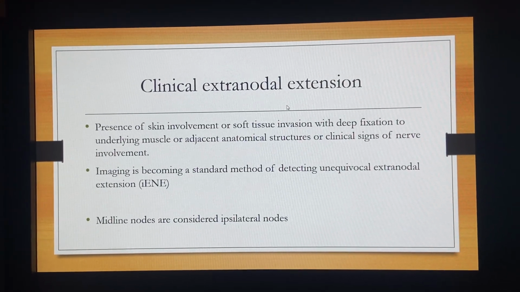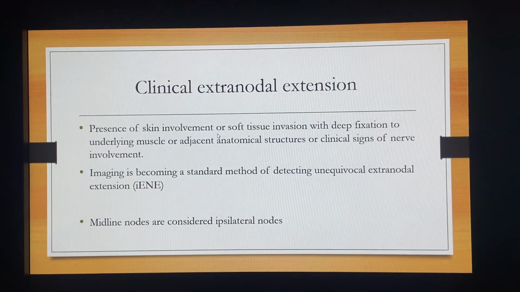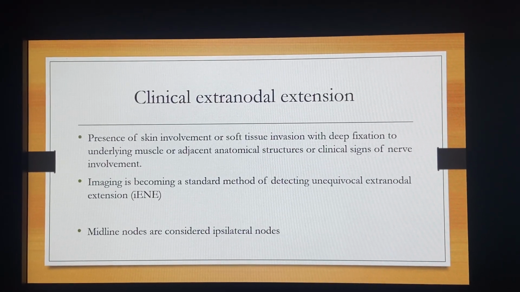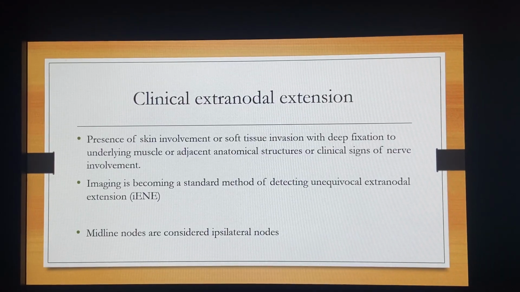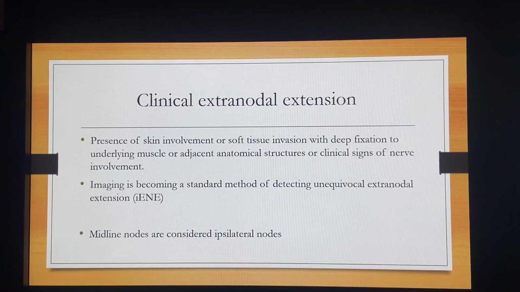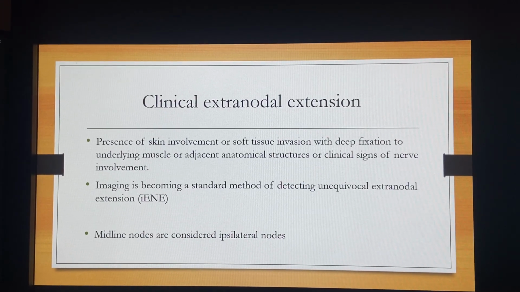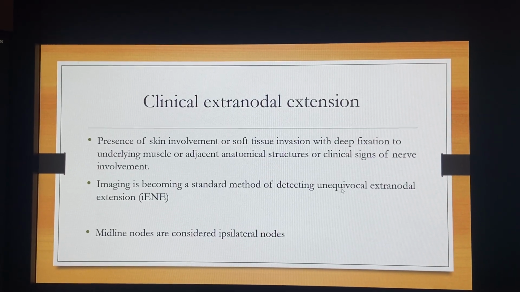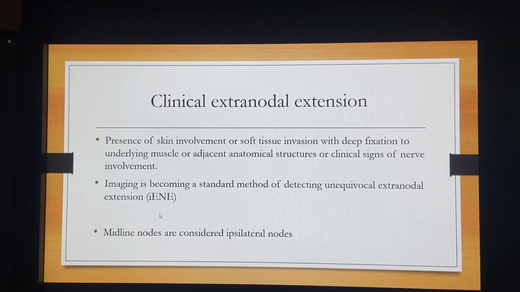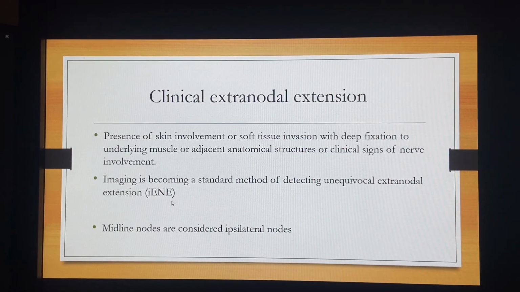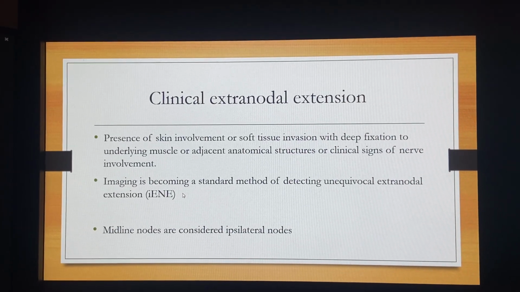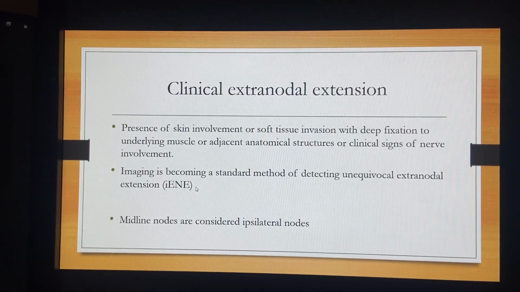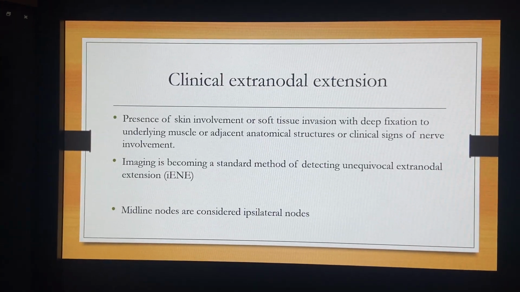Clinical extranodal extension is the presence of skin involvement, soft tissue invasion with deep fixation to the underlying muscle or adjacent anatomical structures, or clinical signs of nerve involvement. Imaging is becoming a standard method of detecting unequivocal extranodal extension, ENE. This is more detail, and this is coming up in the new AJCC edition. Midline nodes are considered ipsilateral nodes.